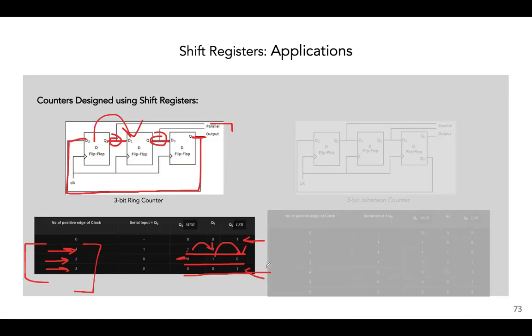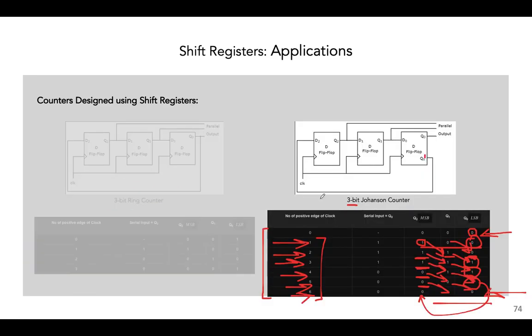So the setup for both these counters is essentially the same. You're using shift registers, you're using serial shift registers, right? But you're able to count up to 3 in this case, and you count up to 6 in this case. And this is how shift registers are used to design simple counters.